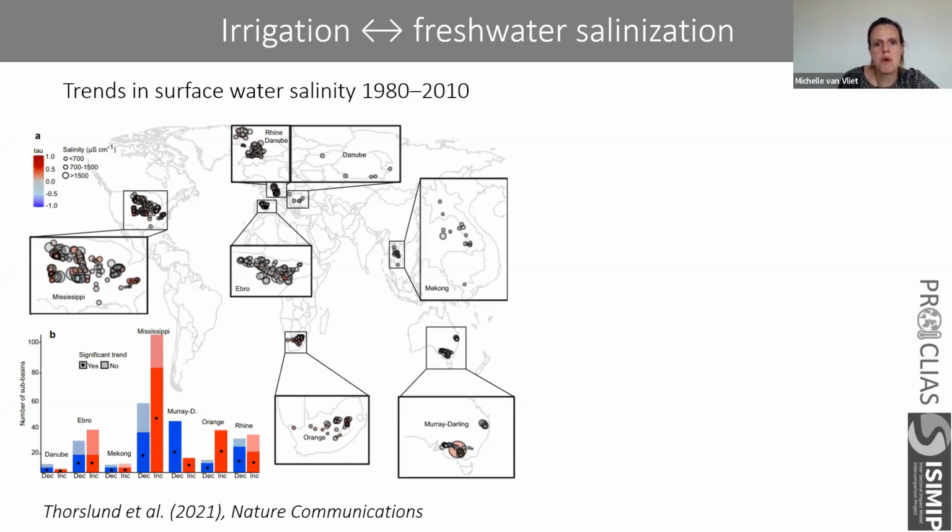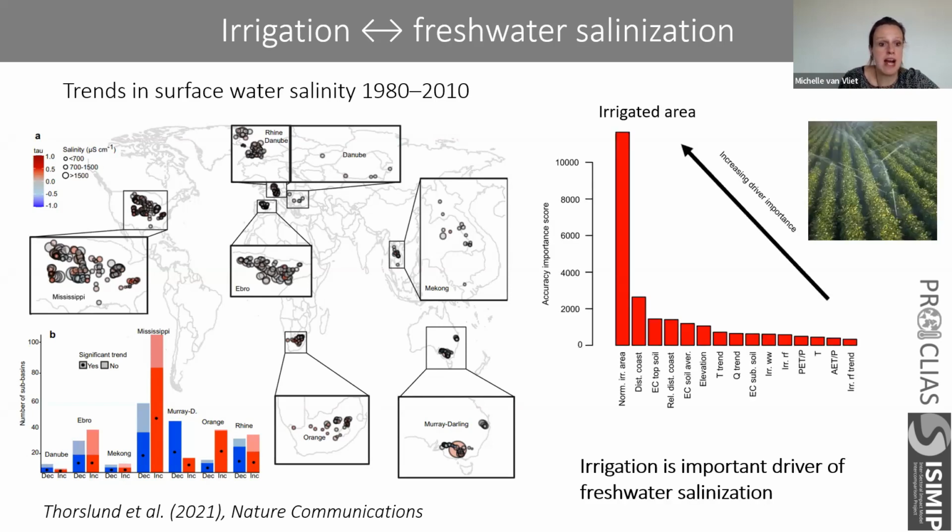She also looked in more detail at the drivers behind those trends in salinization in the world. What was quite an interesting result is that it was based on analysis of more than 20, I think in total 26, different drivers, including hydroclimatic, geographic, but also human drivers, using random forest techniques, which is a machine learning approach.